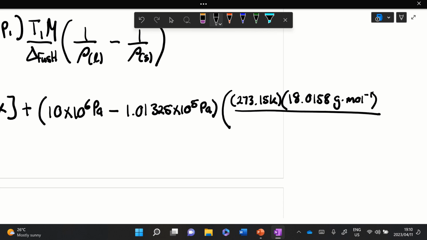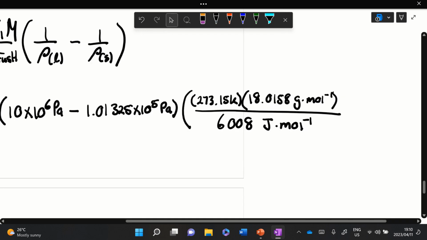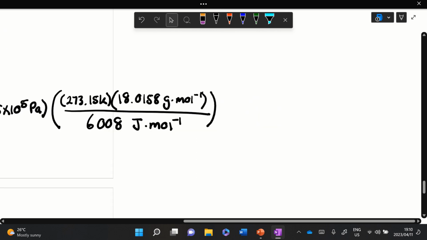Okay, divided by the enthalpy of fusion. They give it as 6.008 kilojoule per mole, but we want to work in joule per mole because we're working in only Pascal, not kilopascal. So then we work with 6008 joule per mole. Right, that's that factor.